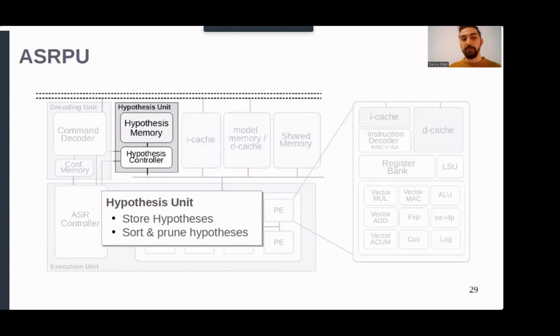This accelerator also contains a hypothesis unit to store the partial hypotheses in between decoding steps. This unit also contains functionality to sort and prune the hypotheses. The kernel that implements hypothesis expansion can access this unit to fetch previous hypotheses and to store the new ones. The unit obtains the necessary parameters, such as the beam width, from the configuration memory.